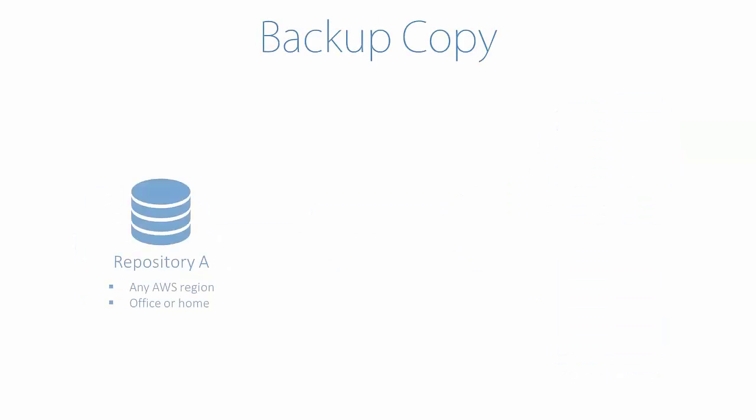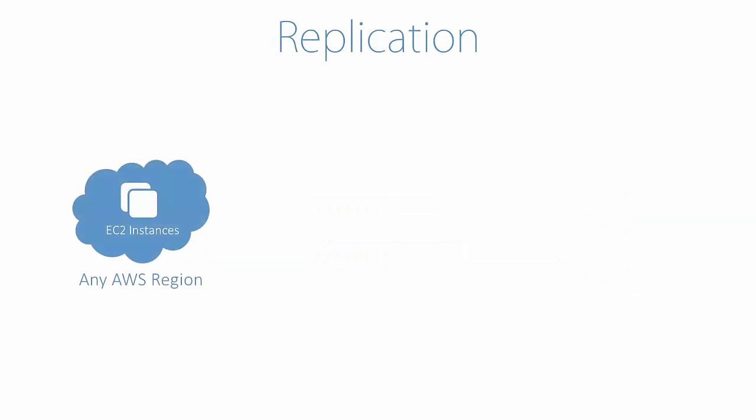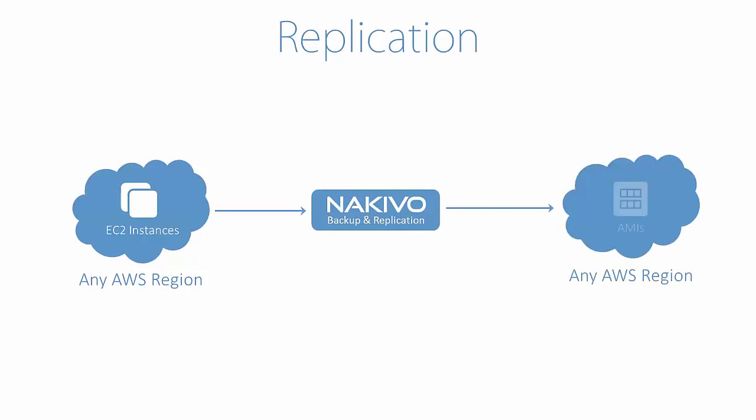Backup copy allows you to synchronize backups from repository A to repository B. Both repositories can be located in literally any place. The retention policy of repository B can be different from repository A. Replication allows you to copy and synchronize your EC2 instances into ready-to-use AMIs, which you can quickly launch and use.